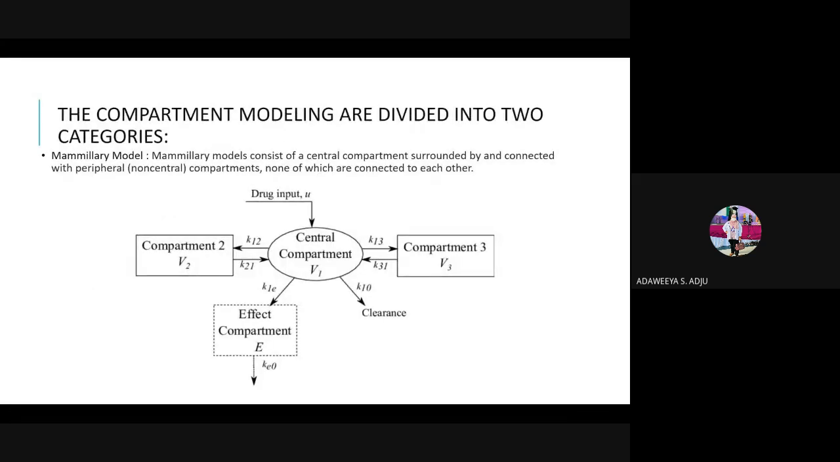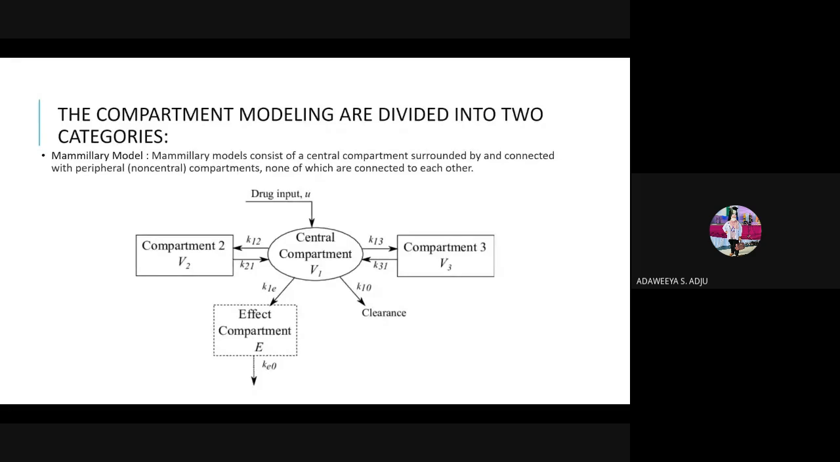So compartment modeling is divided into two categories. The first one is the mammillary model. It consists of a central compartment connected with peripheral or non-central compartments, none of which are connected with each other.